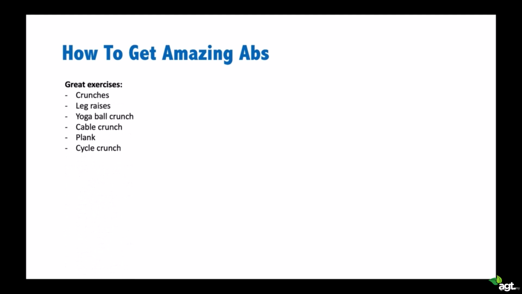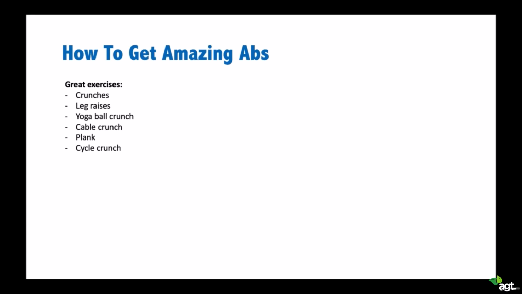There are many exercises that will help get you amazing abs. So here's a few examples that are good for your core. Stuff like crunches, leg raises, yoga ball crunch, the cable crunch, the plank, the cycle crunch, and many more. These exercises are great for activating your core and help activate all of your abdominals.